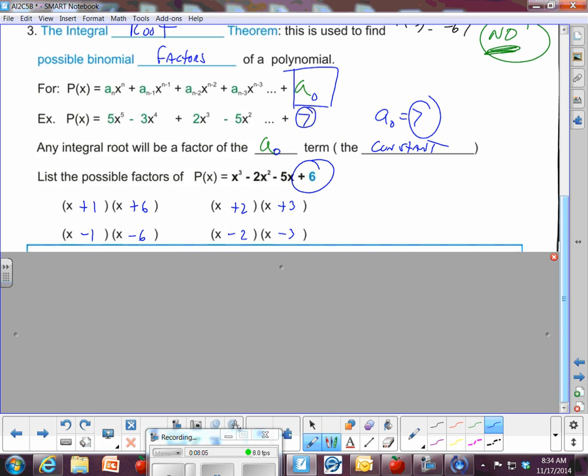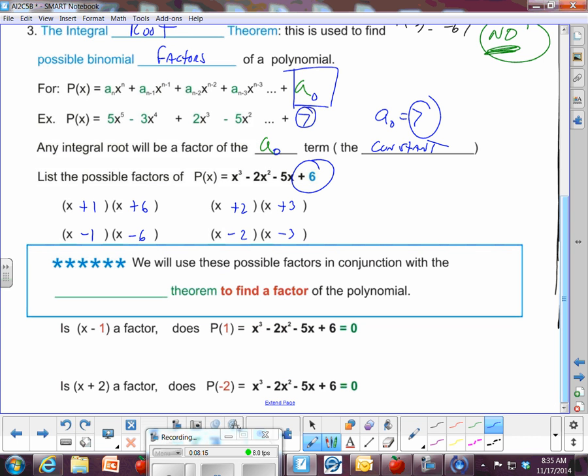And we won't know until we use the factor theorem, right? We figure out if the remainder is 0. If the remainder is 0, hey, it works and we're good and we're happy and everything's nice and everything's grand. So we will use these possible factors in conjunction with the factor theorem to find a factor of the polynomial. That's what we're after.